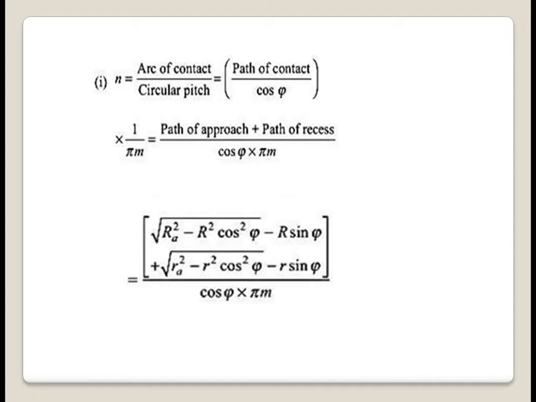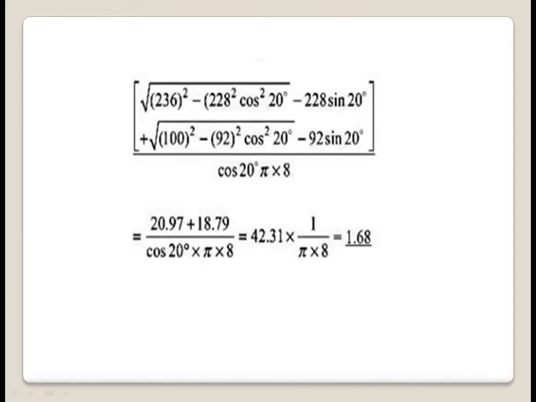So we got here directly, I have put the values here. Capital R is equal to 236, so capital R is 236 square minus capital R 228 square into cos square of 20 degree, minus 228 sine of 20, plus under root small r, that is 100 square minus small r 92 square into cos square of this angle phi, that is 20 degree, minus 92 sine of 20, divided by cos 20 into pi into m, that is 8.